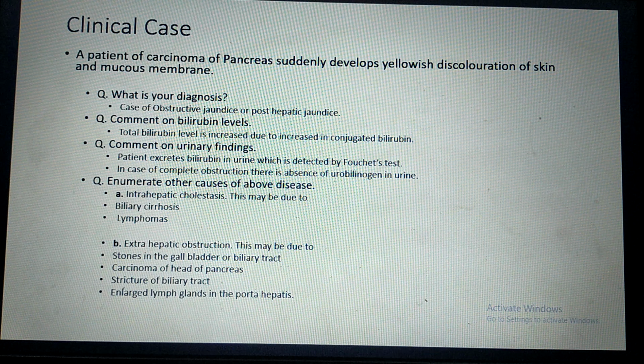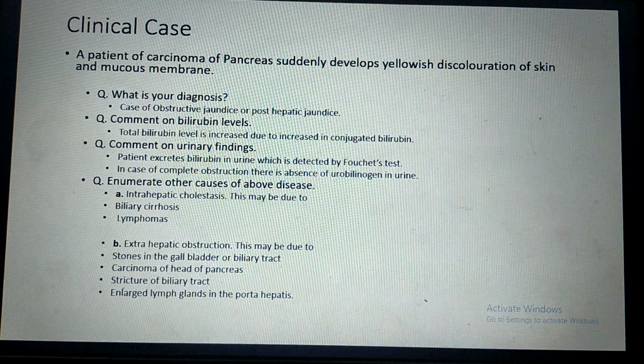Urinary findings: the patient excretes bilirubin in the urine, detected by Fouchet's test. As the bilirubin present in the blood is conjugated type, which is water soluble, it is excreted into the urine. So bilirubinuria is seen, which is detected by Fouchet's test. In case of complete obstruction, urobilinogens are not formed and they are absent in urine. Other causes, which I have mentioned earlier, you have to write down.